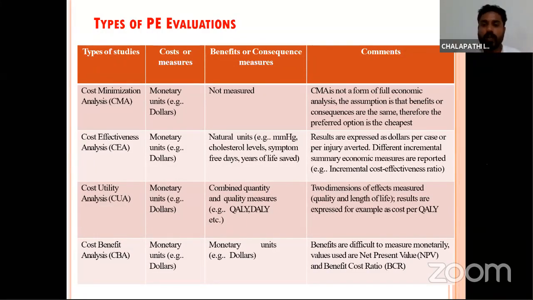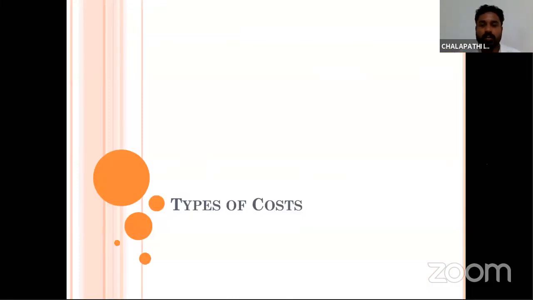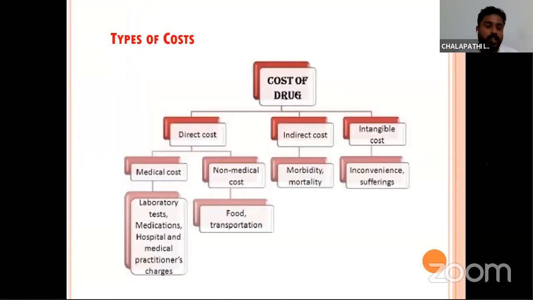So now I will move one by one through each evaluation. I said one sector is cost. So we'll decide how we are dividing the cost. Majorly, there are three types of cost. Keep a count. Three costs: direct cost, indirect cost, and intangible cost.